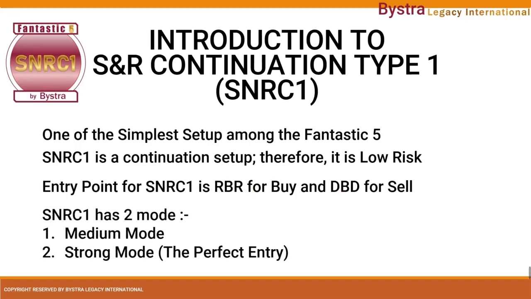So the SNRC1 has two modes. One is a medium mode and the other one is the strong mode. With the strong mode, you can enter with a bigger lot. So this is what we call the perfect entry. For the perfect entry, we can use the trend line as our confluence, or we can use the engulfing candle as our strong confirmation as well. So let's get started into the SOP.